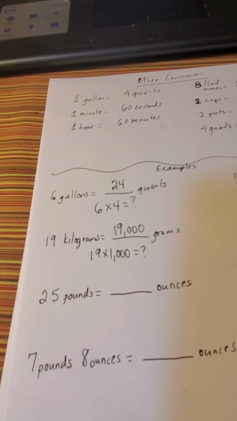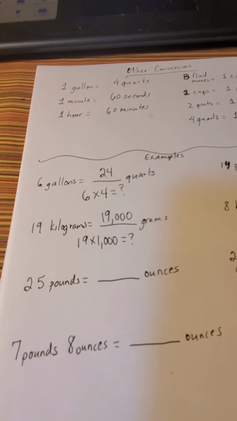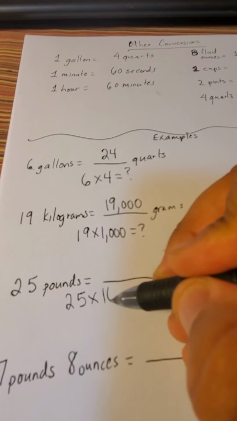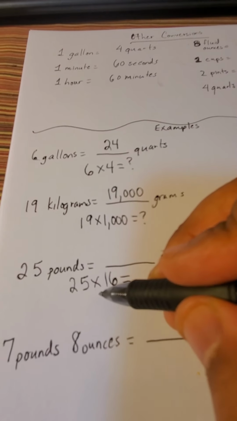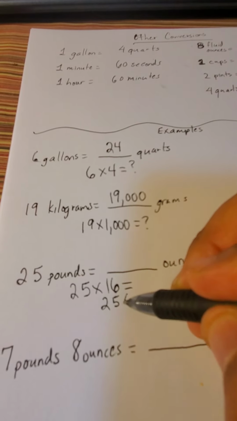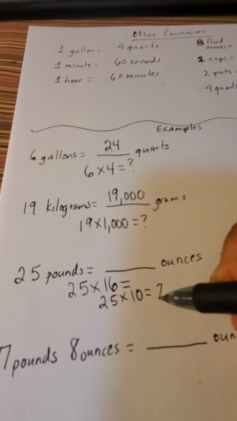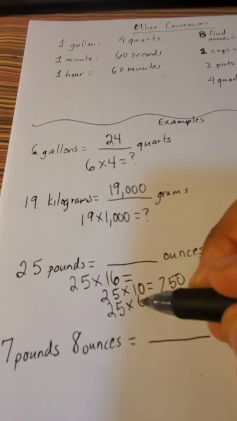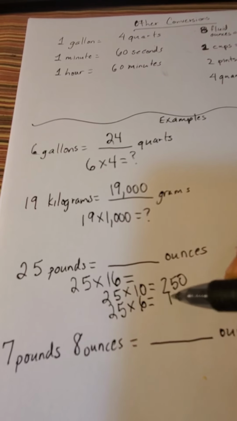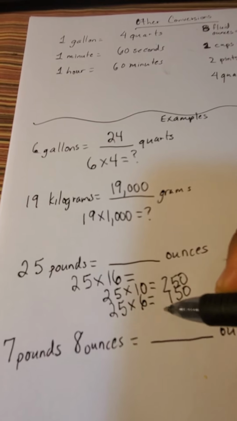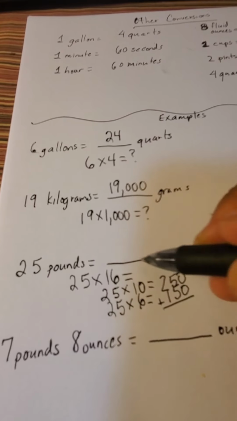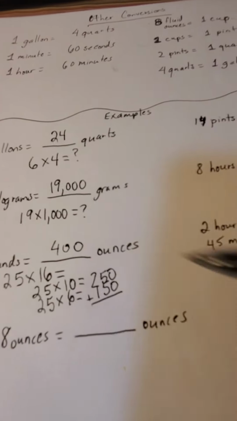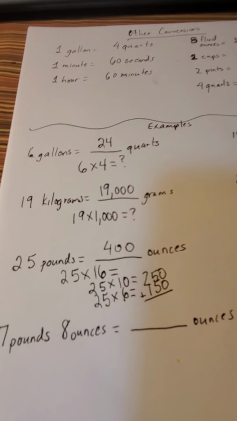All right, 25 pounds, how many ounces? Well, I know 1 pound is 16 ounces, so it'll be 25 times 16, which is a little harder. So I could split this. I could do 25 times 10, and that's 250. And 25 times 6, well, that would be 150. And if I add those up, I get 400 ounces. Or I could do an array. I could split it just like you learned in the past.